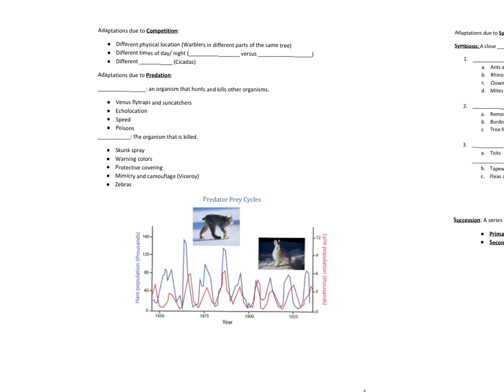We also have some examples of competition creating adaptations. A famous example is that of warblers, which are different kinds of species of bird that actually live in different parts of the same tree so that they're not competing for the same resources.